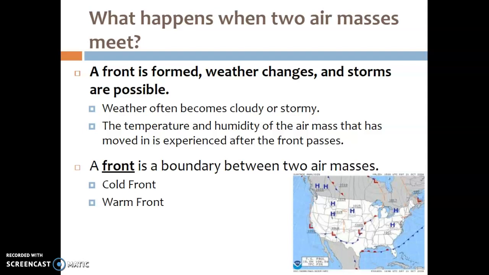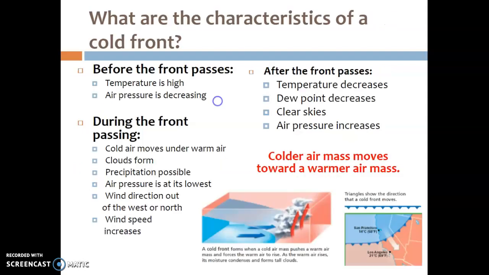A front is a boundary between the two air masses. Now this can be a cold front or it can be a warm front. The characteristics of each: before a cold front passes, the temperature is high and air pressure is decreasing. After the front passes, the temperature has decreased. It has become colder. The dew point decreases, the skies tend to clear up, and the air pressure decreases. So this is a cold front. It cools the temperature down.